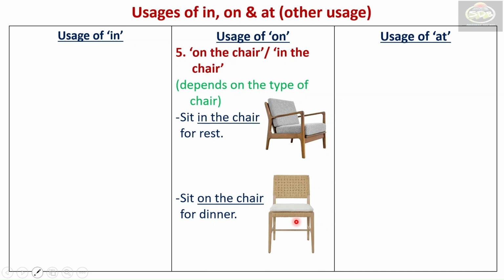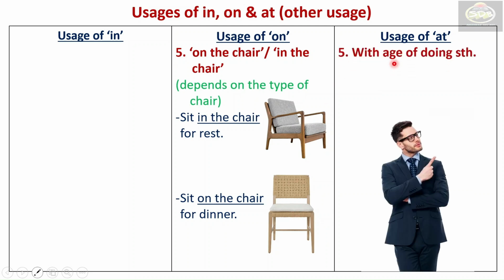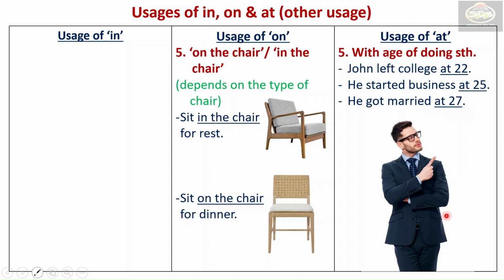Next one is with age of doing something. We use at to indicate age of doing something. For example, this is John. John left college at 22. At 22. He started business at 25. He got married at 27.